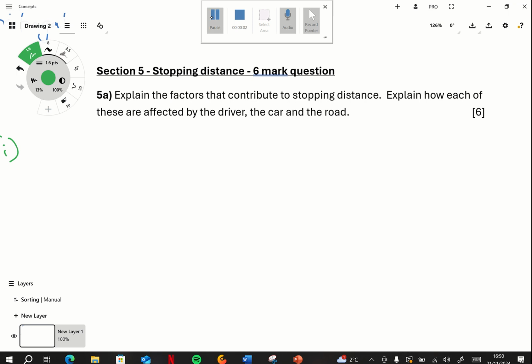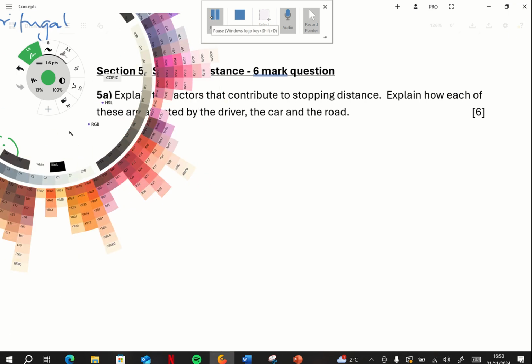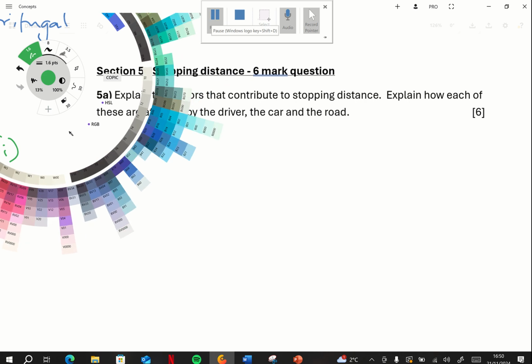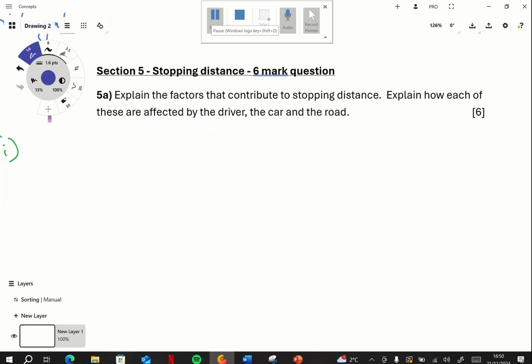Okay, next one. I don't need to spend too long on this. You were fabulous on this on the unit assessment. So it says, explain the factors that contribute to stopping distance. So we're going to have to explain what that is, what makes it up. And it says, explain how these are affected by the driver, the car, and the road. So I'm going to have to say a bit about everything.